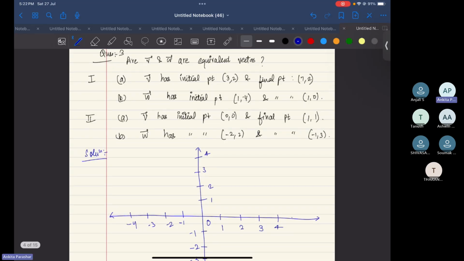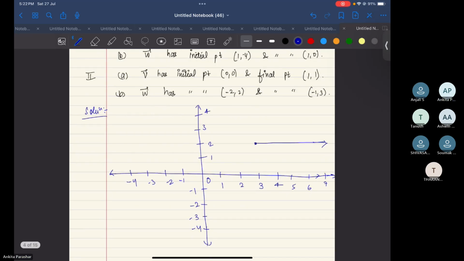So the first vector I have to draw. The initial point is (3, 2) and the final point is (7, 2). Which direction do I have to go? From 3 to 7 at y equals 2. Right, so this is the positive x direction. And where is the point (1, -4)? It's right here, and we have to go to point (1, 0). Where is that? On the x-axis. Exactly, it's this point, right?